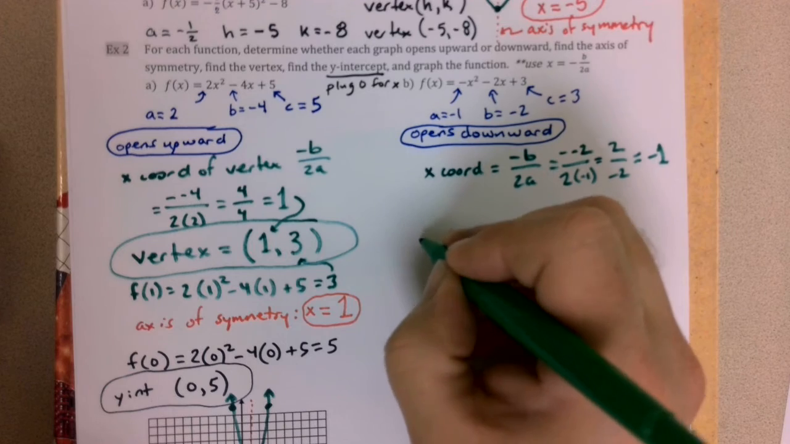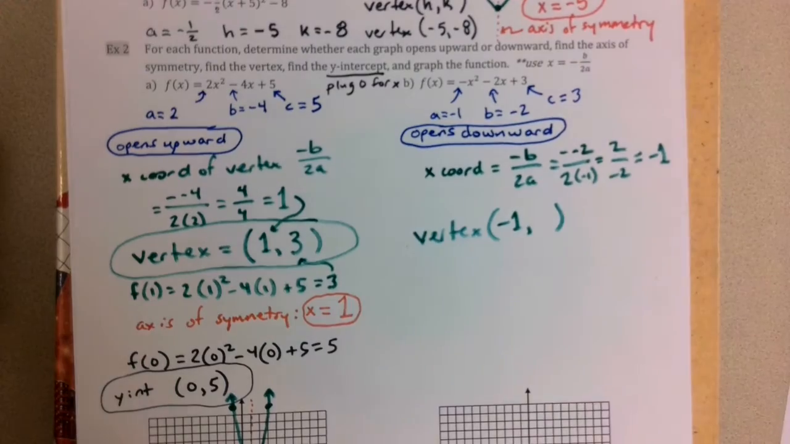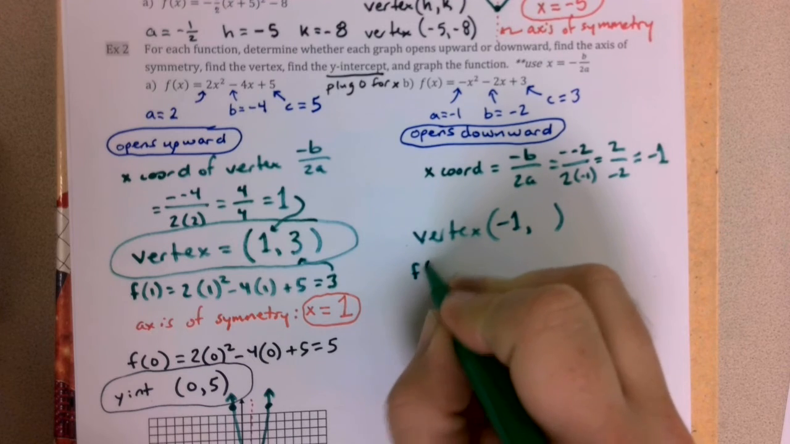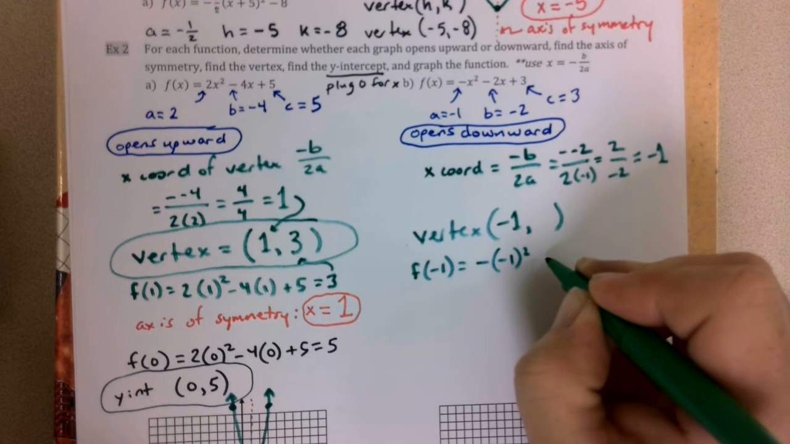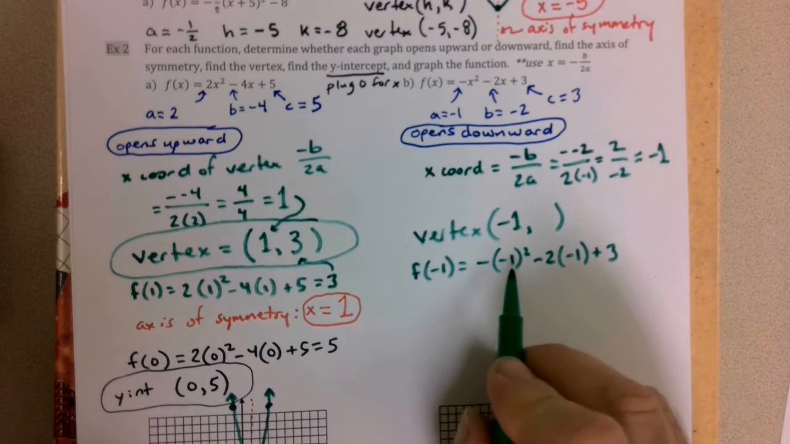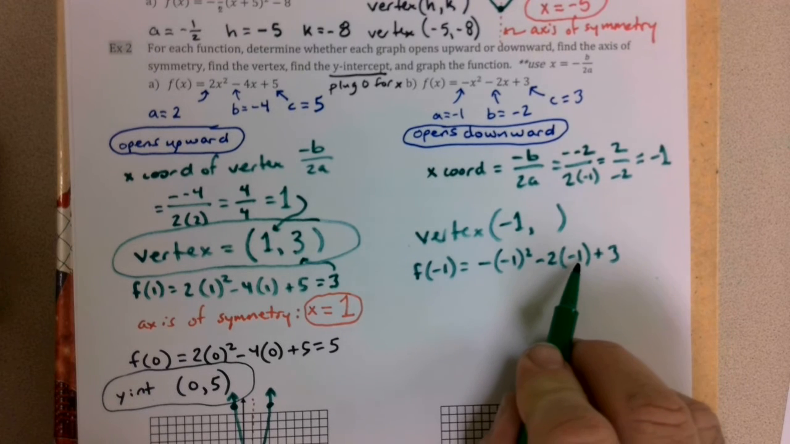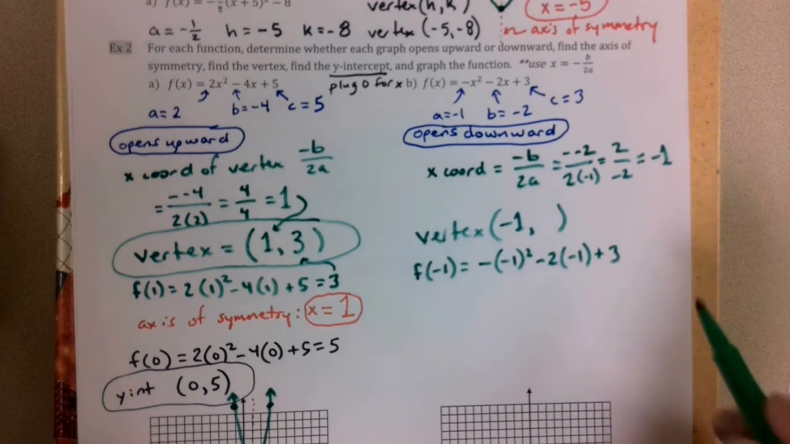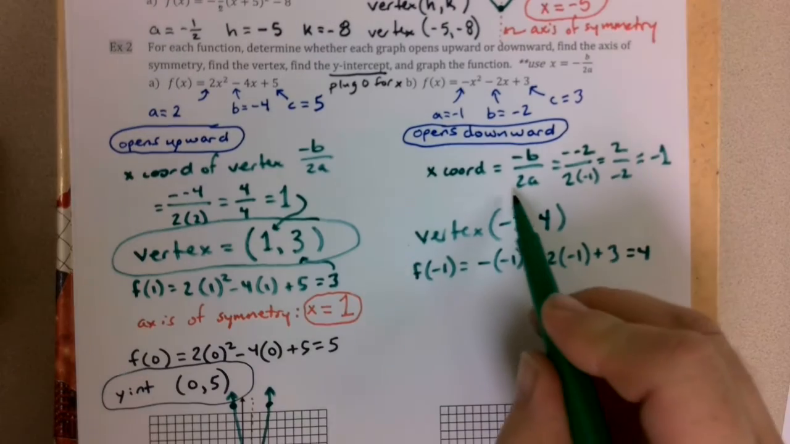And now to calculate our vertex, we have the x-coordinate. It is a negative 1. To calculate the y-coordinate, we just would want to plug negative 1 into the original equation. So we'd calculate f of negative 1, which would be the opposite of negative 1 squared, minus 2 times a negative 1 plus 3. Negative 1 in parentheses squared is 1, but then we have a negative in front, so that gives us a negative 1. Negative 1 times 2, negative 2 is positive 2, so we have negative 1 plus 2, which is 1, plus 3 more, which is 4. So negative 1, 4 is the location of our vertex.